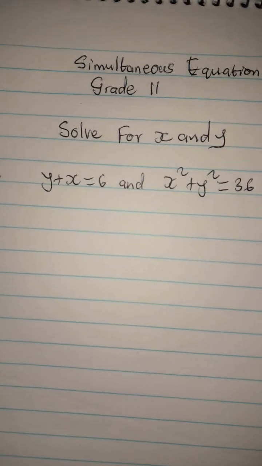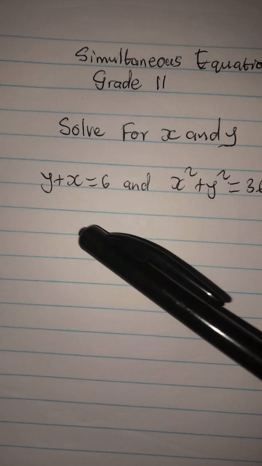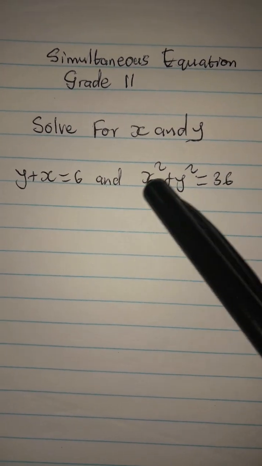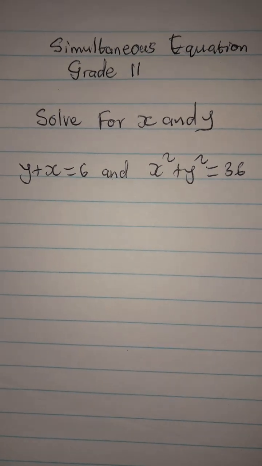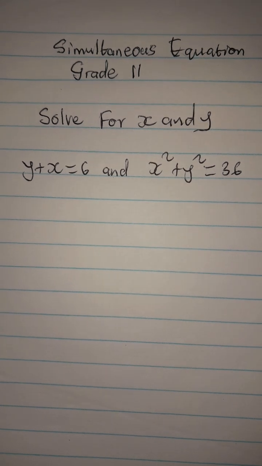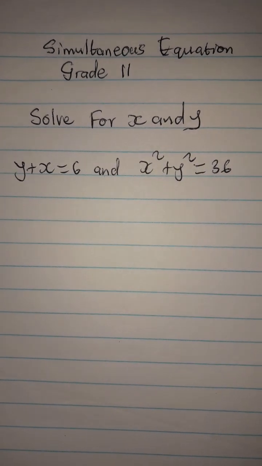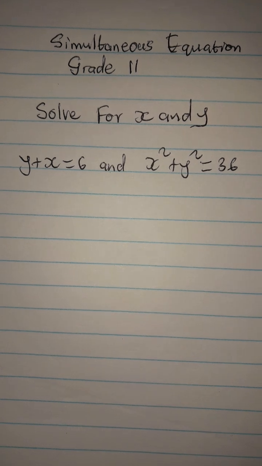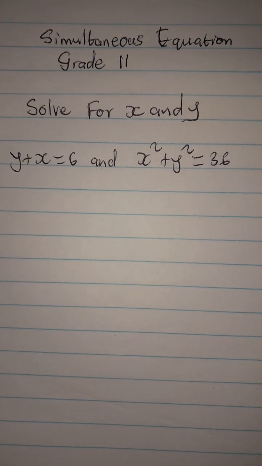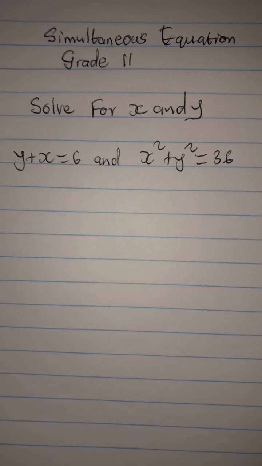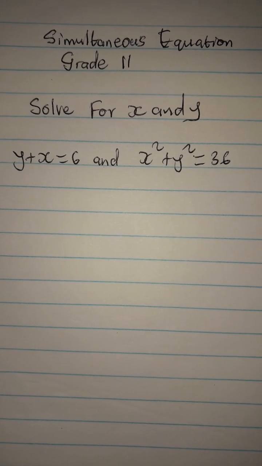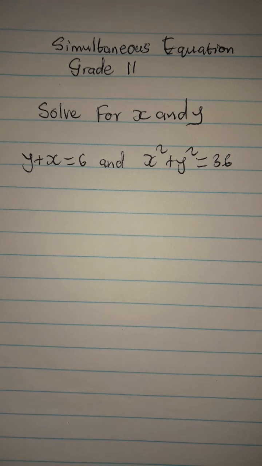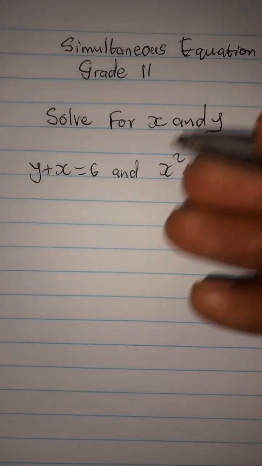So we are given y plus x equals 6 and x squared plus y squared equals 36. When it comes to such equations, the first step is to choose the easiest equation. If I were you, I'd choose the linear equation, and either make x the subject of the formula or make y the subject. Preferably, I will make y the subject.